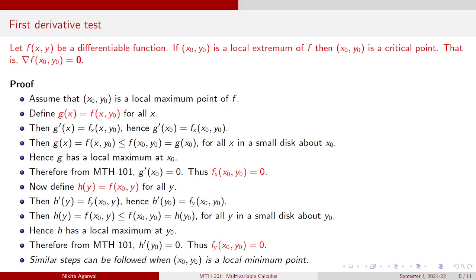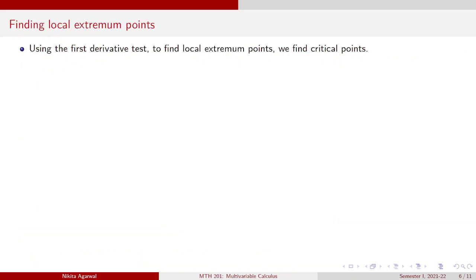So what have we done now? We know that if a point is a local extremum, then it has to be a critical point. So using the first derivative test, if we have to find extremum points, we find critical points, because at any extremum point, your gradient has to be 0. It has to be a critical point. Therefore, critical points form a bigger set than local extremum points.